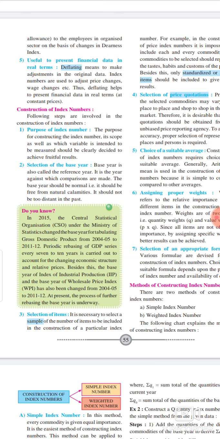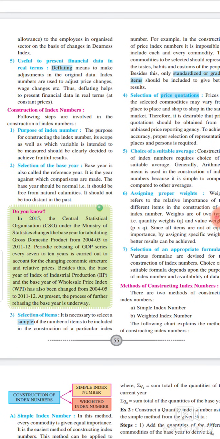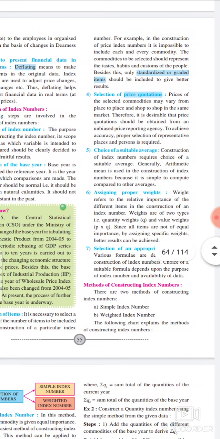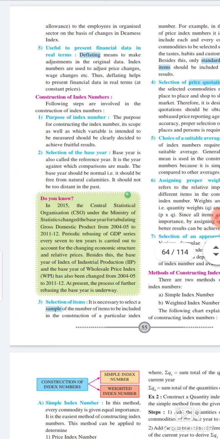The first one, purpose of index number. Second, selection of the base year. Number third is selection of unit. Number fourth, selection of price quotation. Number fifth is the choice of suitable averages. Number six, assigning proper weight. And number seven, selection of an appropriate formula. Now I explain the first point of construction of index number, which is purpose of index number.